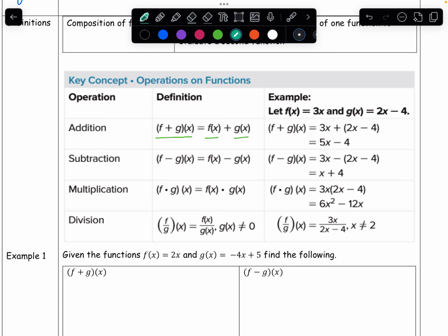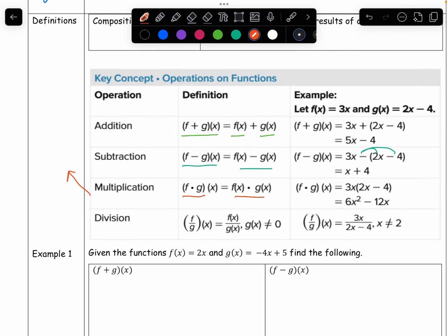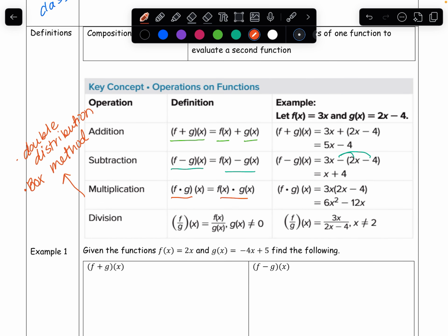Likewise, if we're subtracting them, we're just going to subtract the functions from each other. Don't forget that we have to distribute that negative in. Then we are going to multiply functions. For this one you can either use double distribution, or you can use the box method. Your parents also probably know FOIL. You could use FOIL, we were just kind of going away from it. And then dividing functions.